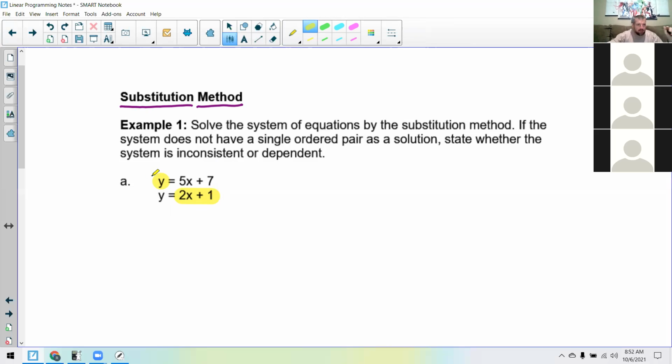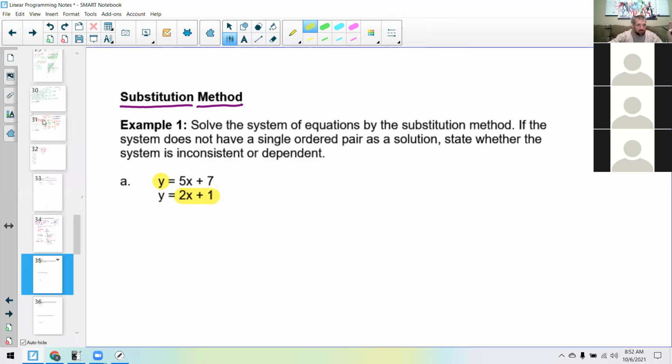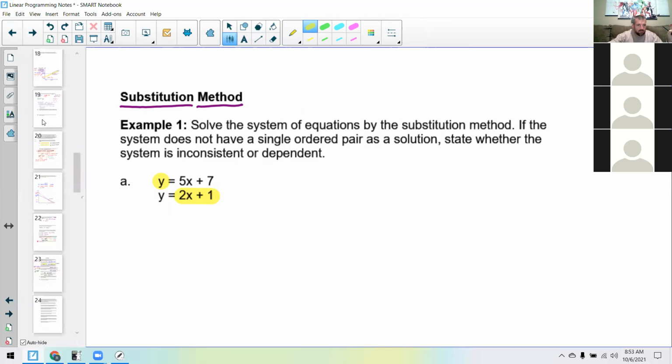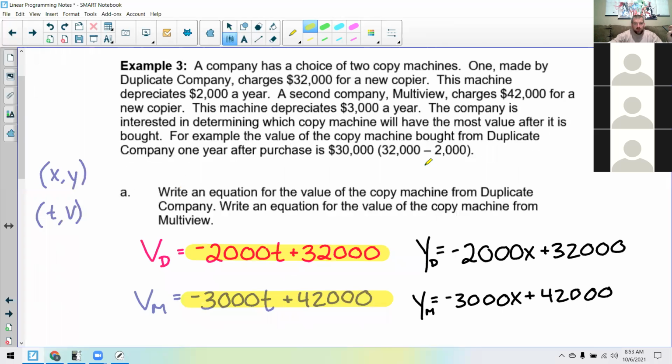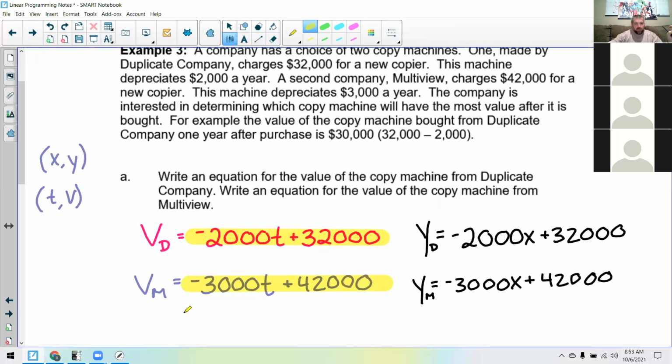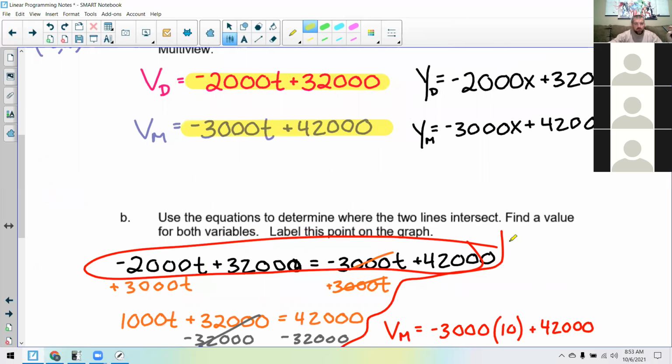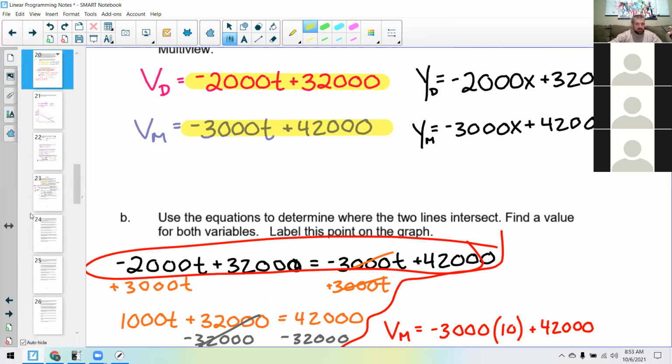Okay, think back to last class. I wrote the equation for duplicate and multiview, and I took what multiview equaled in one equation and I set it equal to duplicate. You're just taking what each equation equals and setting them equal to each other. Okay, that's what we're doing here. Same exact thing.